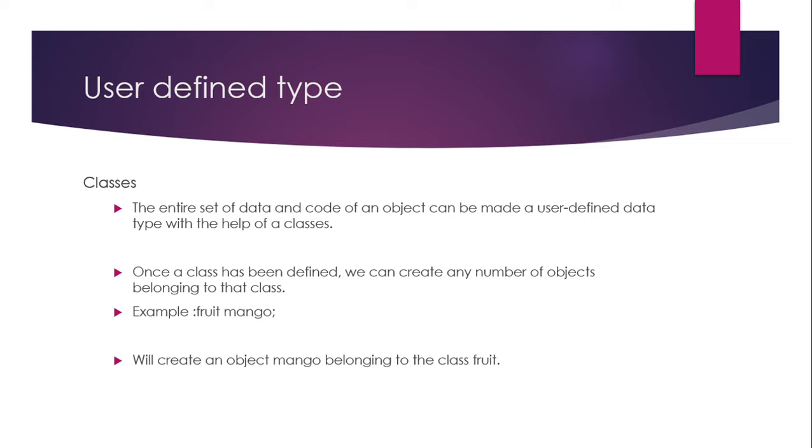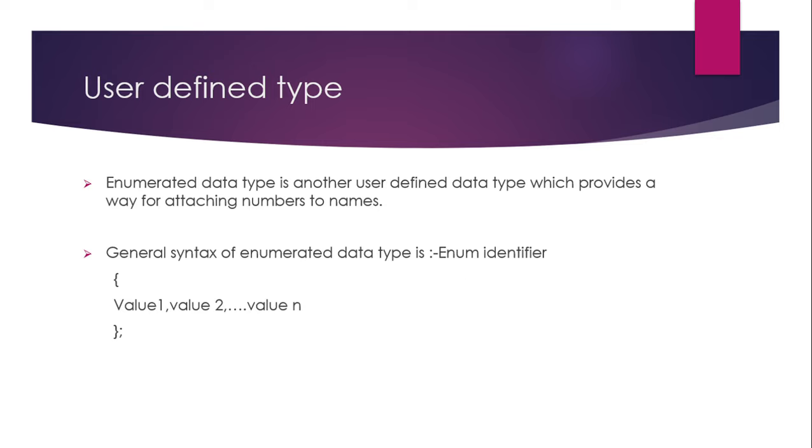Example, fruit mango will create an object mango belonging to the class fruit. So the class name will be fruit. Using the class name, we are going to create many objects. This is a user-defined type of the classes function.